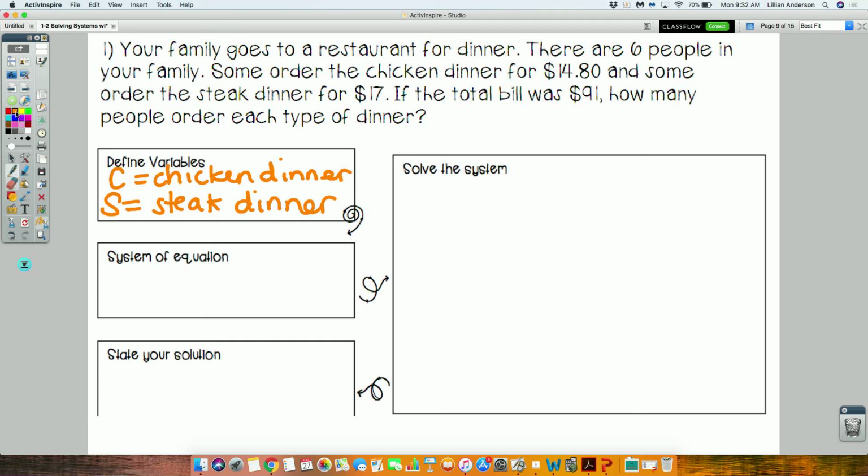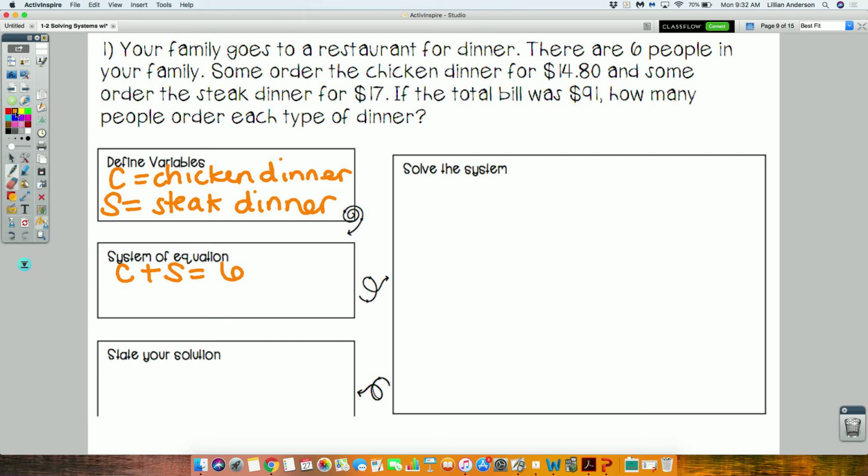Now we got to write the system of equations. We go back, it says there's 6 people in my family. What would be C plus S equals 6? Yep, you need to represent the number of people who got each type. So it's C plus S equals 6 to represent how many got chicken, how many got steak, but for a total of 6 people.